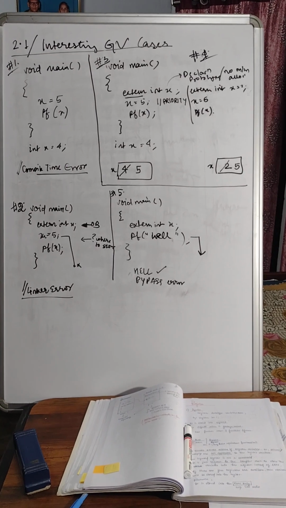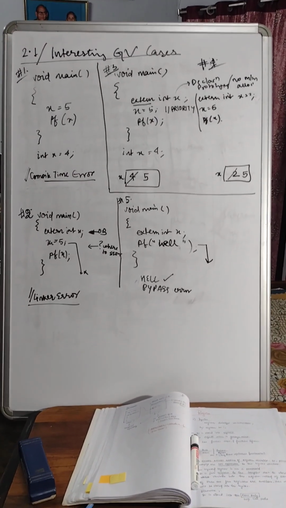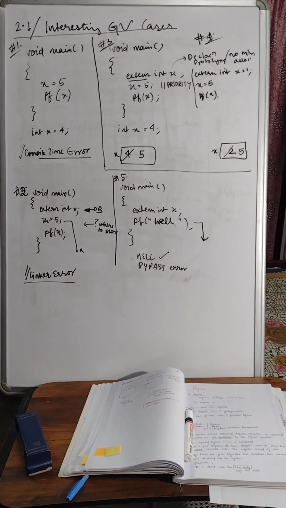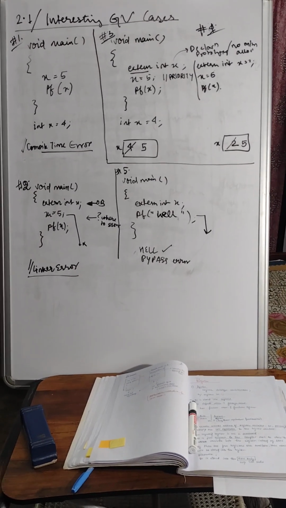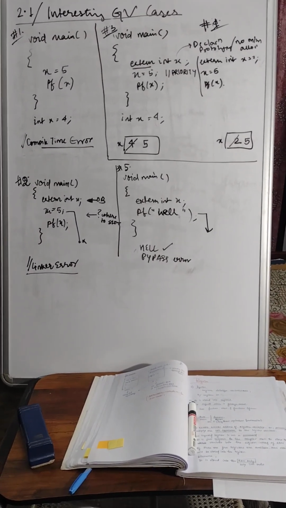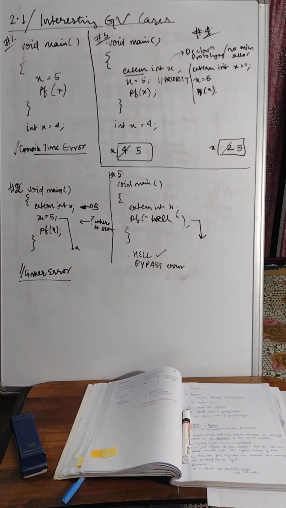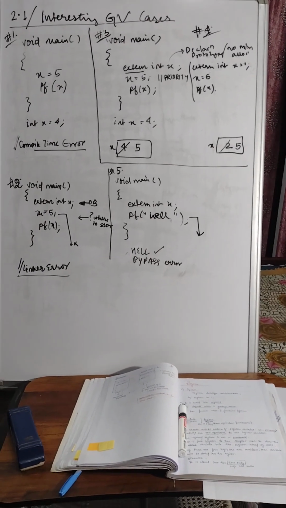In the first case, as we can see over here, x is trying to store the value 5. Here we have no declaration of the extern itself, and before the variable is allocated, we are trying to store the value. Before x has been declared, we are trying to store the value of x, so we will face a compile time error.